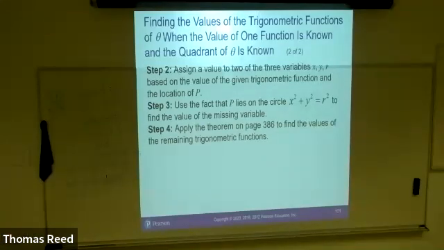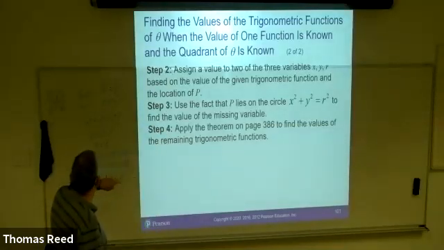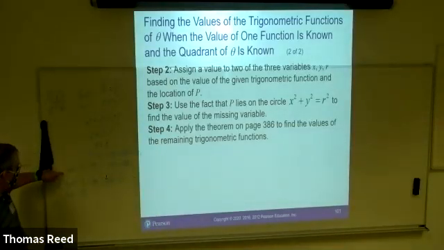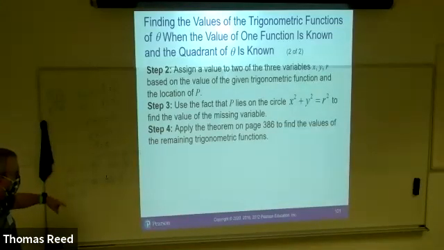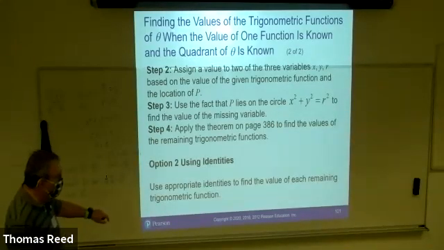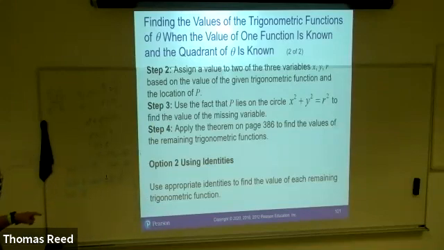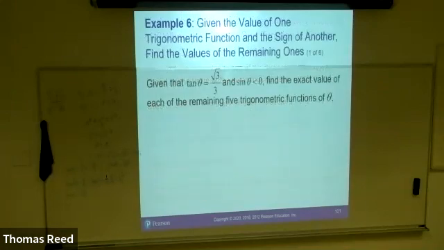And then the theorem on page 386 deals with the x over r, y over r, y over x, x over y, and the reciprocal functions from that. And then the other way is to use appropriate identities to find values of each of the remaining trig functions, which was the second way they did it, which is the way I would normally do it. Okay.